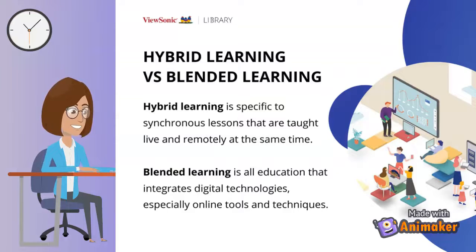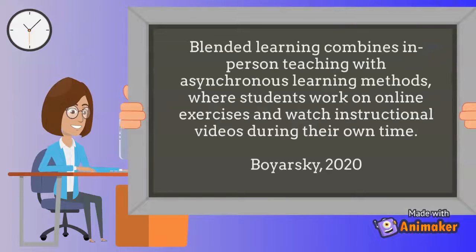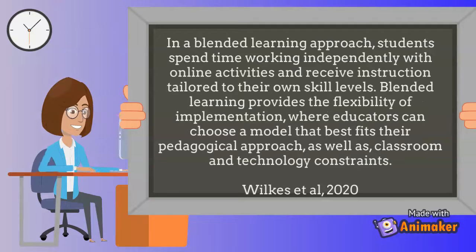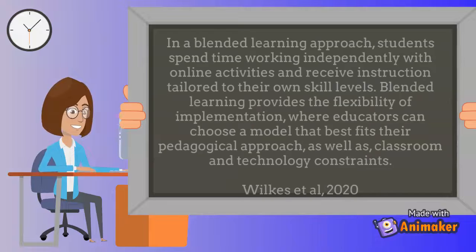Hybrid learning is specific to asynchronous lessons that are taught live and remotely at the same time. Blended learning is all education that integrates digital technologies. It combines in-person teaching with asynchronous learning methods where students work on online exercises and watch instructional videos. The blended learning approach also means that students are working independently with online activities and receive instruction tailored to their own skill levels. It means it's very flexible.